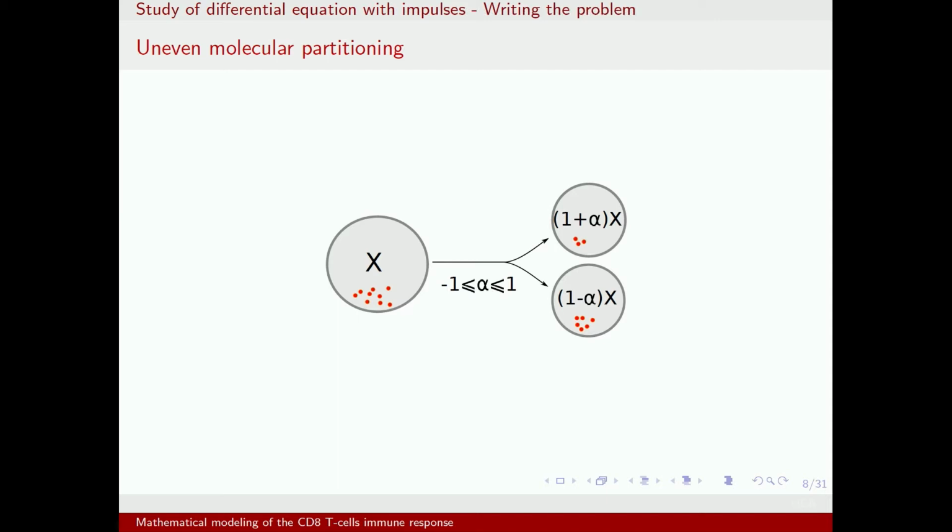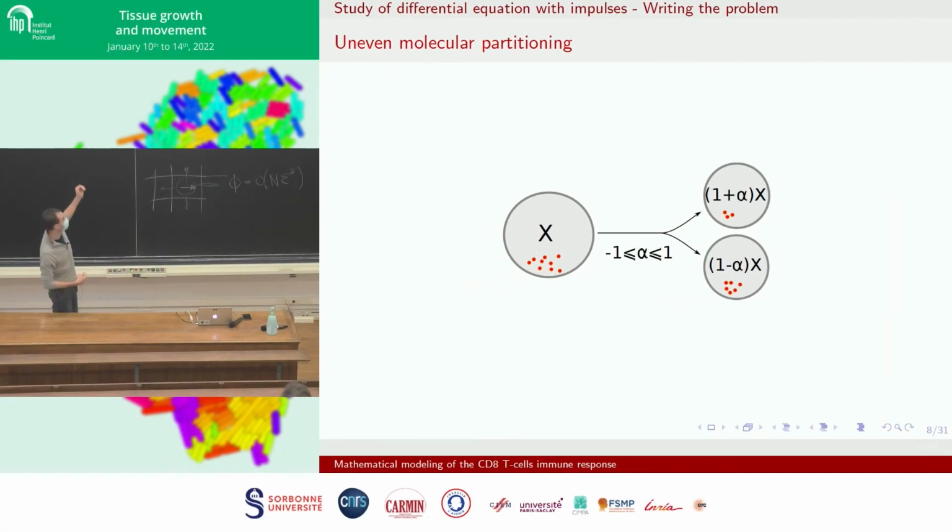So now, let's introduce the phenomenon of molecular partitioning. I will use this notation. X is the concentration, so number of proteins divided by the volume of the cell. Then the cell divides. We get two daughter cells, which are 2 times smaller than their mother, and inherit more or less half of the proteins.